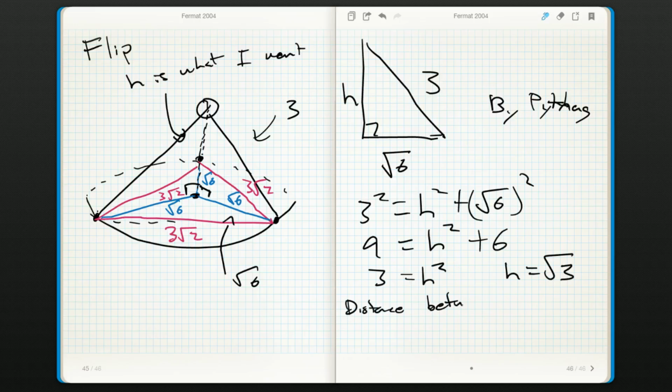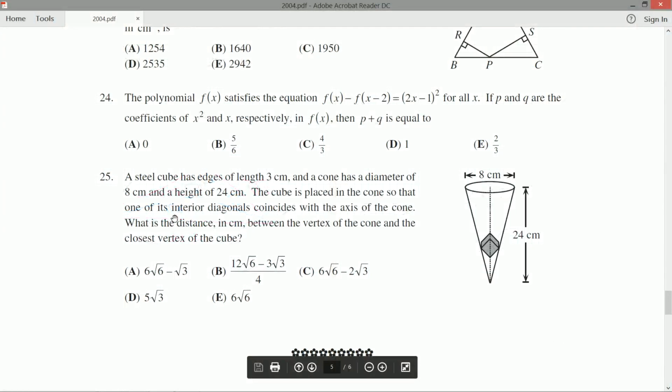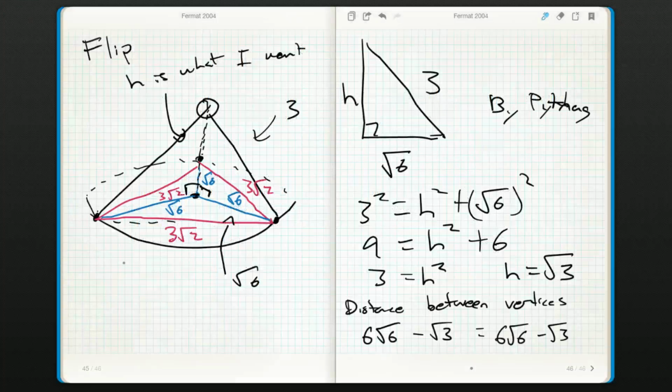The distance between the two vertices, the vertex of the cone and the vertex of the cube that's closest, is the total distance between the circle and the vertex of the cone, minus this height, which is the distance from the vertex of the cube to the circle. And I don't think I can simplify that, and I think this was one of the answers. Was it C? No, but it was A. So I'm really confident in that. Things fell into place there.